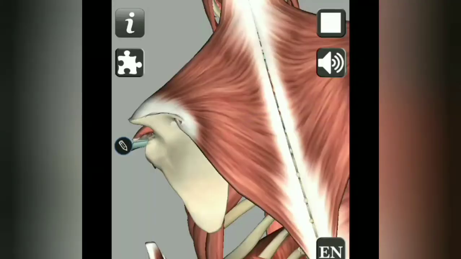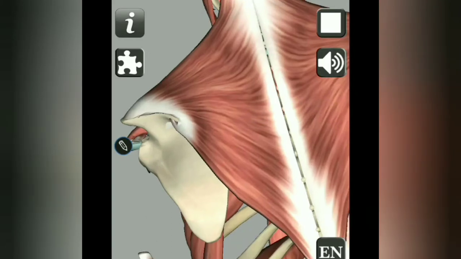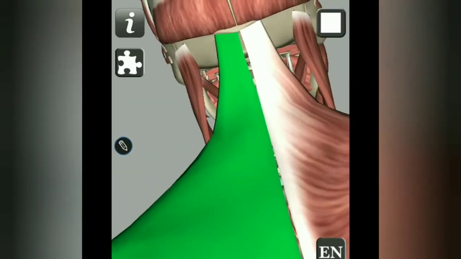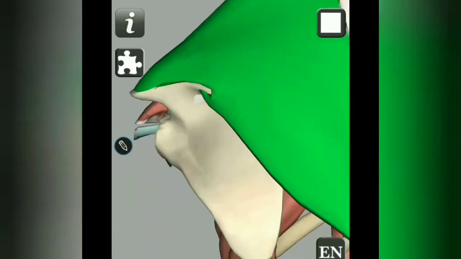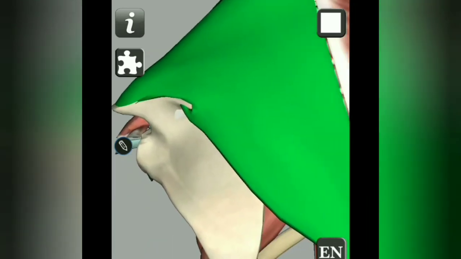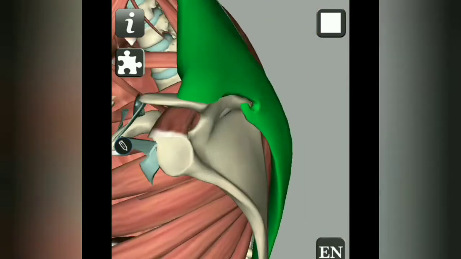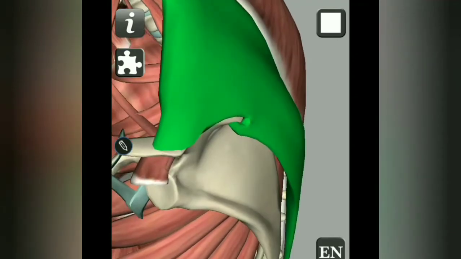Let me show you the origin and the insertion of the trapezius muscle again. This one is the trapezius muscle, which originates from the superior nuchal line, and it is inserted into the upper lip of the spinous process and the medial border of the acromion process. This one is the upper border of the spinous process, and this one is the medial border of the acromion process.